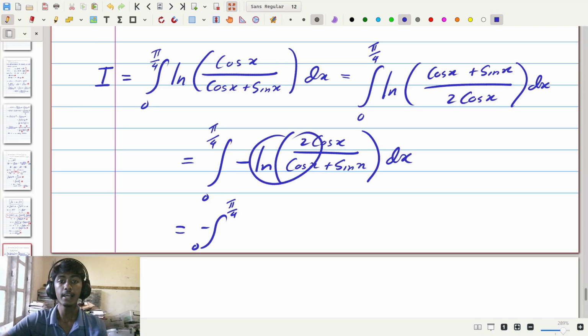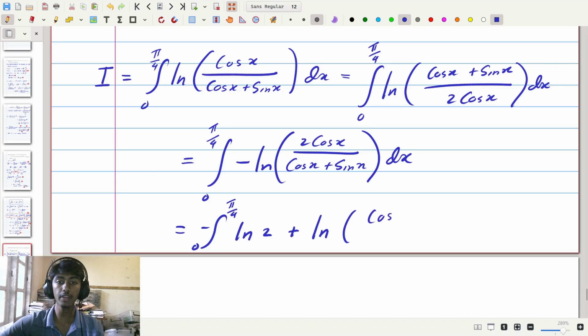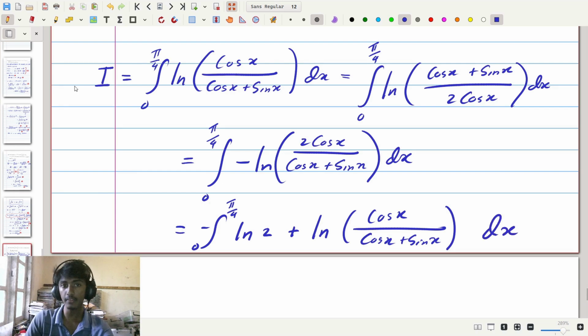And here, instead of writing the natural logarithm of 2 and this thing as 1 logarithm, we could use the fact that log of AB equals log A plus log B and write this as natural logarithm of 2 plus natural logarithm of cosine of x divided by cosine of x plus sine of x, and the sum of these two logarithms is integrated with respect to x. So now we have this.